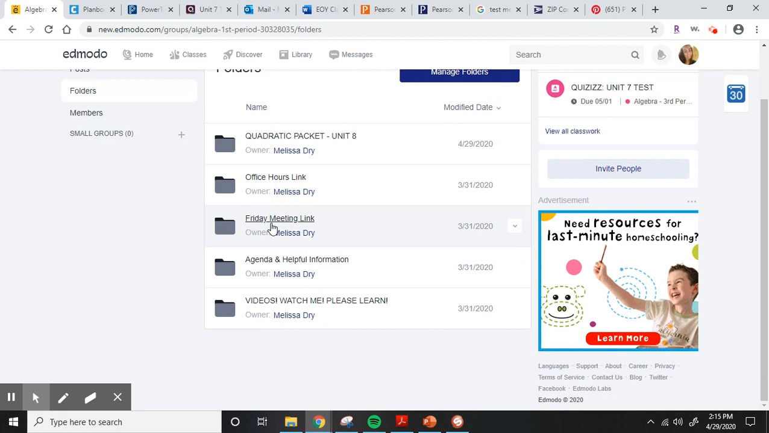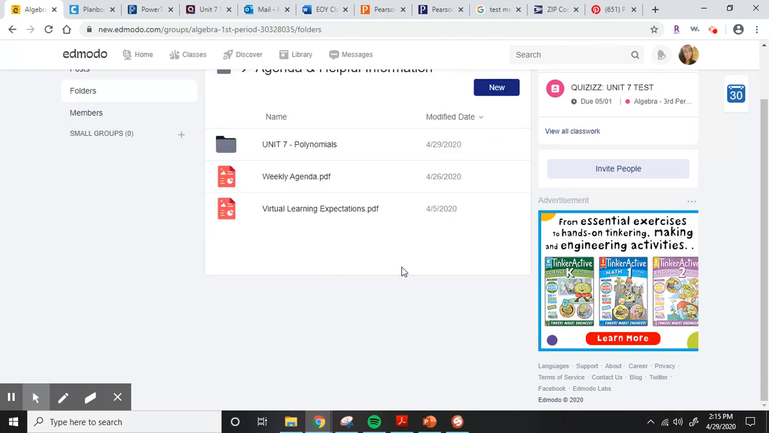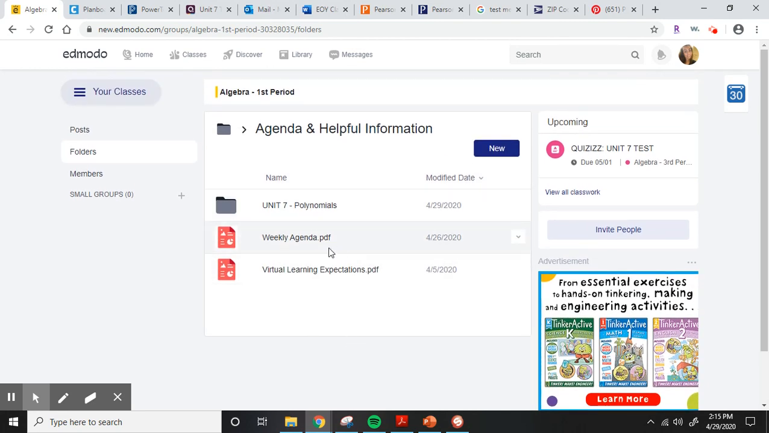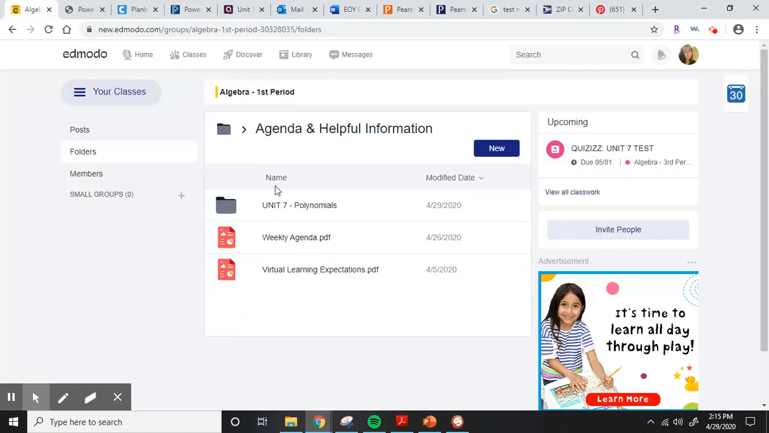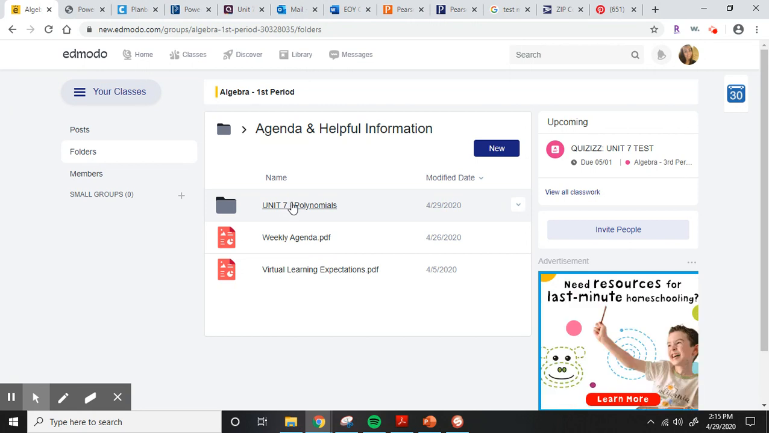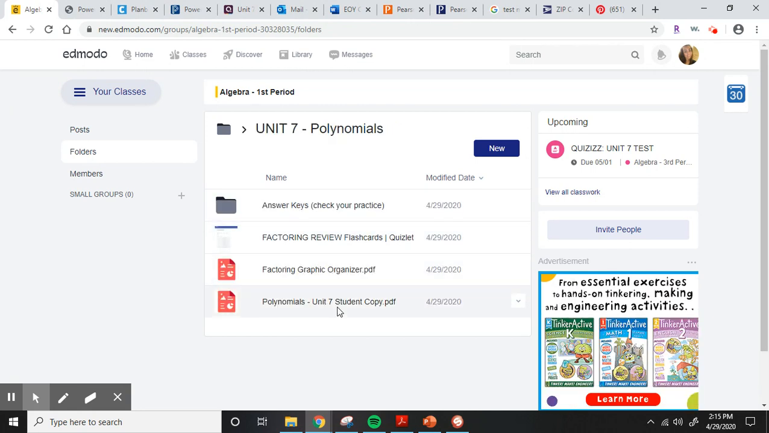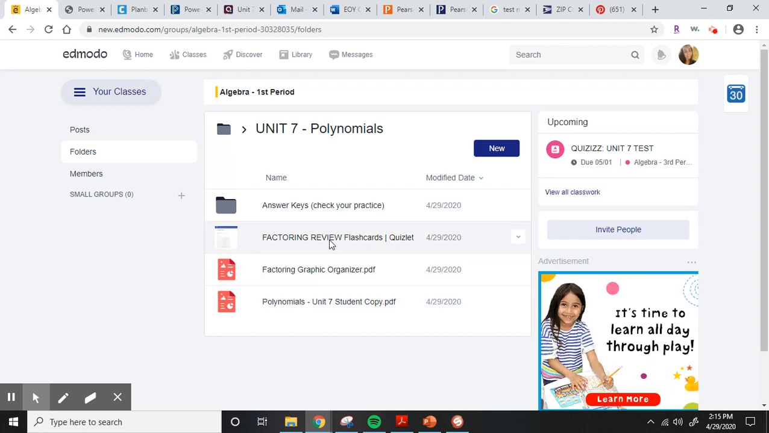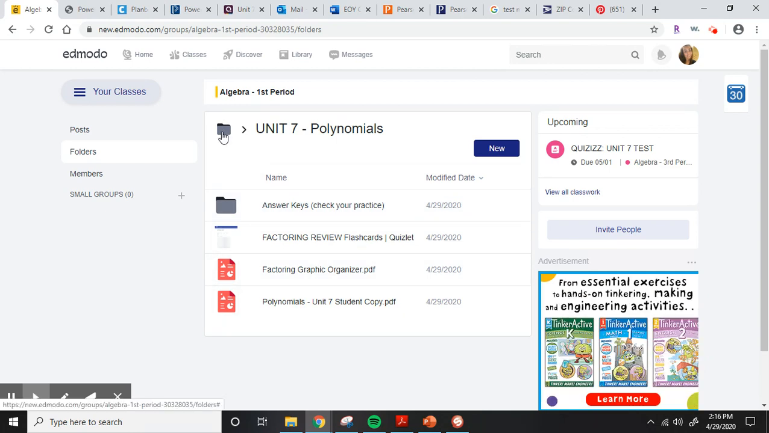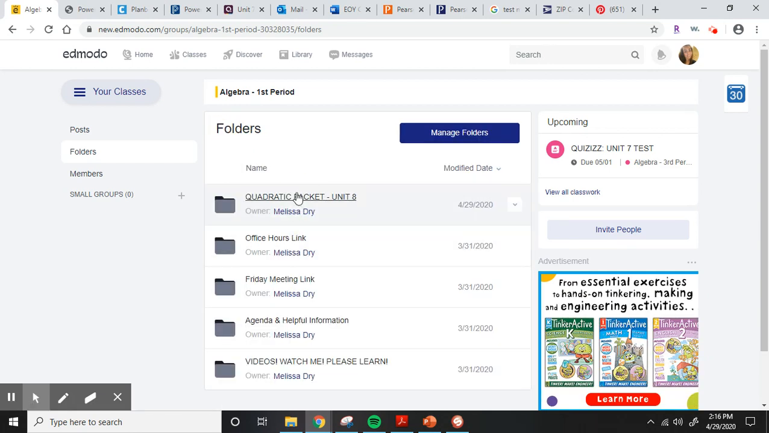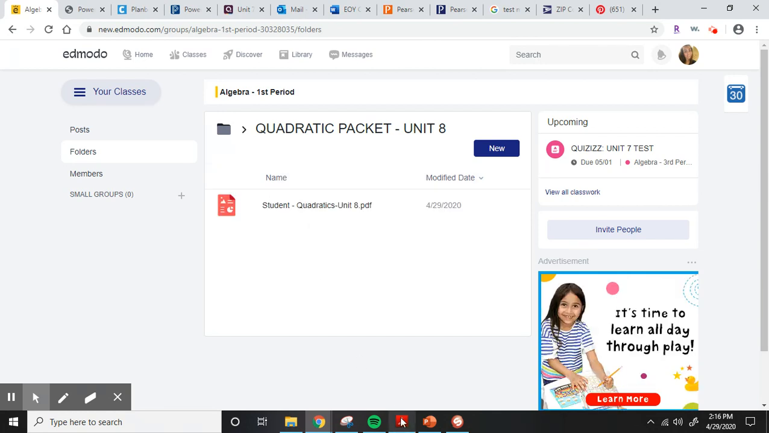So back to the folders. Office hours link, Friday link is still the same. However, the agenda and helpful information folder has simplified. So your weekly agenda will still be here. We'll talk about that in a second. But Unit 7, so everything that I put in here about polynomials, like your whole packet basically, that factoring graphic organizer, that other Quizlet review, and your answer keys I'm going to put in here as well. They're all in their own unit. So now you're going to have your own unit for Unit 8, your own folder, so that will be good.